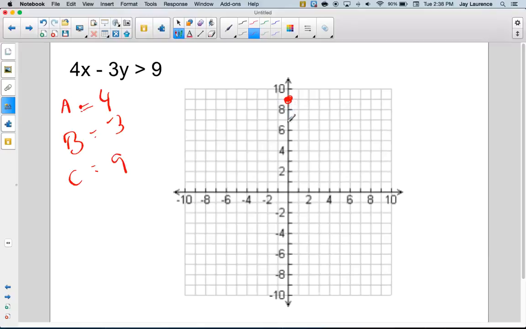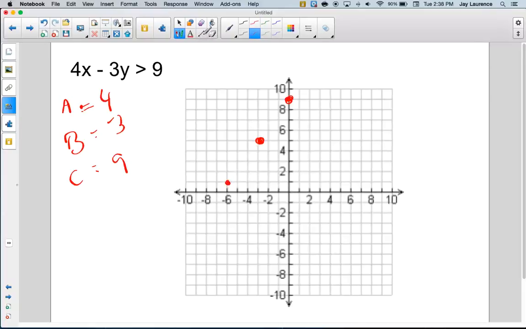I'll go down 1, 2, 3, 4, and left 1, 2, 3. There we go. It's going to be a broken line. How do I know it's broken, Jared? Because it's not equal to. Did I mention it wasn't equal to, and therefore it's a broken line? Yes, I believe I did.